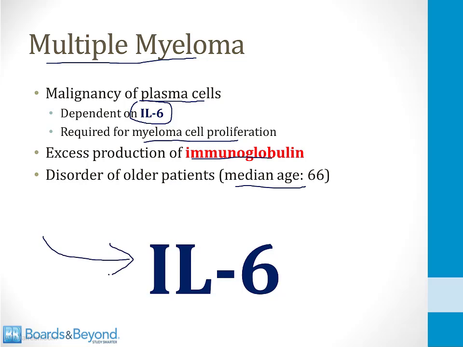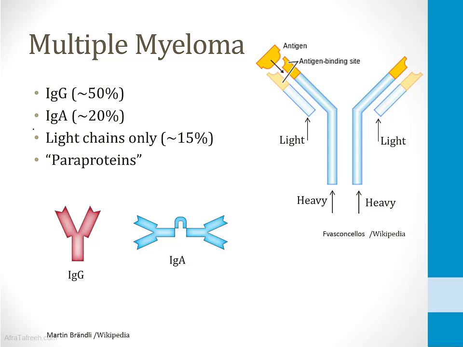on the screen. As we will see, many of the symptoms of multiple myeloma result from the excess production of immunoglobulins. So let's talk about the types of immunoglobulins that are produced by the malignant plasma cells in multiple myeloma. In about 50% of cases, IgG antibodies are produced in excess by myeloma cells. Recall that IgG is a monomer antibody. In about 20% of cases, IgA is produced, and recall from immunology that IgA is a dimer. In 15% of cases, light chains only are produced.